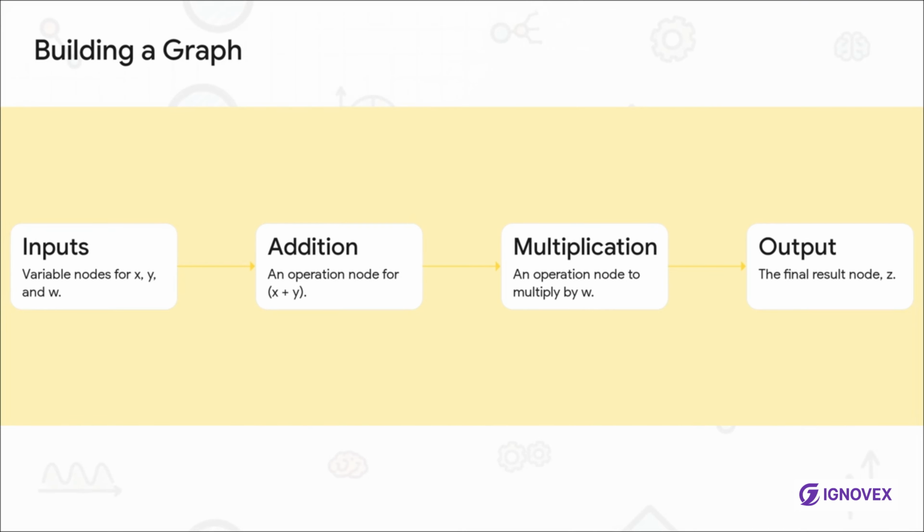Let's make this real with a quick example. Say we have the equation z equals (x + y) times w. So first, we create input nodes for our variables, x, y, and w. Then an edge connects x and y to an add node. Simple enough. The result from that flows along another edge to a multiply node, which also takes in w, and boom, the final output is our answer, z. See? Simple, clear, and perfectly organized.